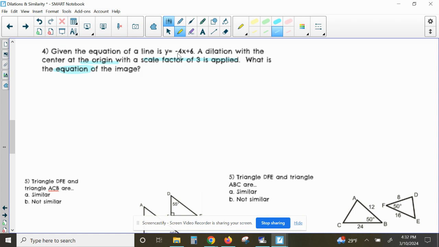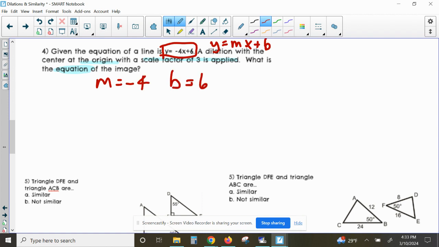So this line that I'm talking about right here is in slope-intercept form. So it already looks like y equals mx plus b. Now remember, if it didn't, I would have to manipulate this and move some stuff around till it looked like that. But when I look at that, I could already tell you that the m equals negative 4 and the b equals 6 because I could just pull them right out of this equation, right?